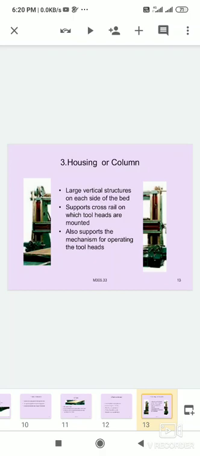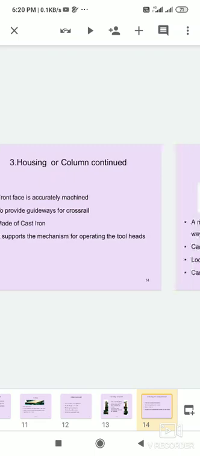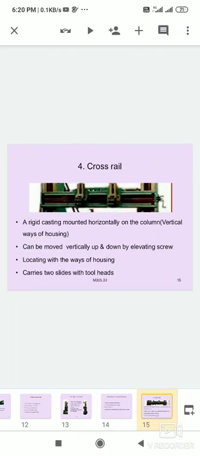It also supports the mechanism for operating the tool heads. It is made of cast iron or grey cast iron, providing guideways for the cross rail. This is the cross rail.